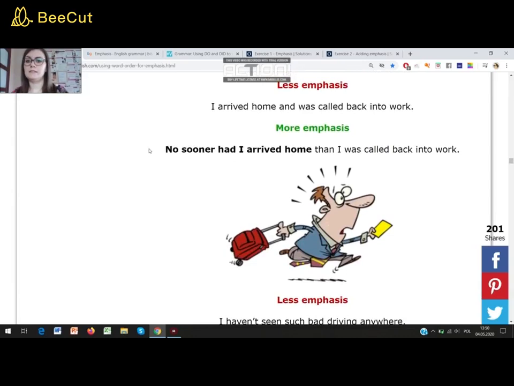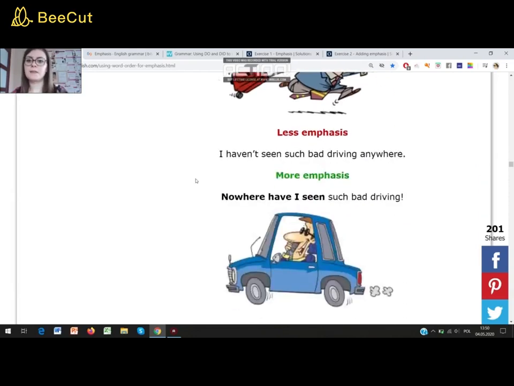Another one, less emphasis. I arrived home and was called back into work. And more emphasis, no sooner had I arrived home than I was called back into work. Yeah, it's more complicated as we have the action which happened firstly. We have it in past perfect here, right?